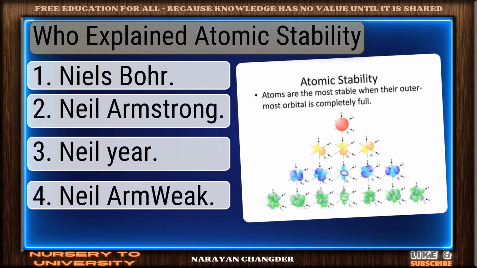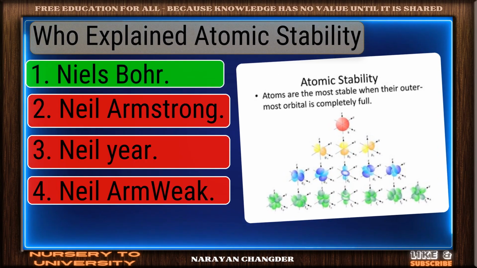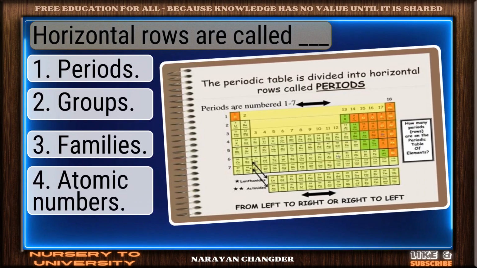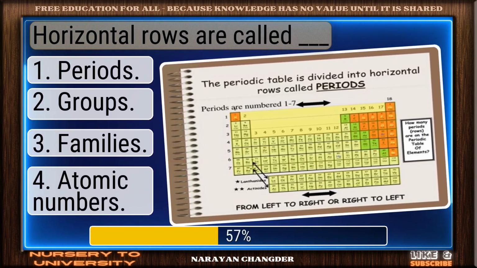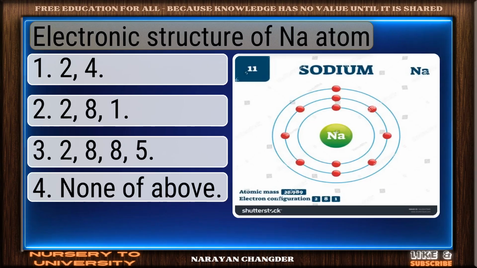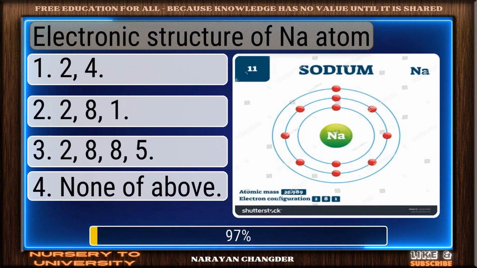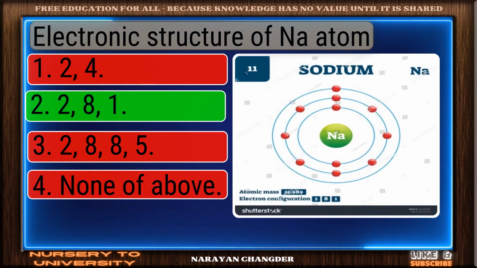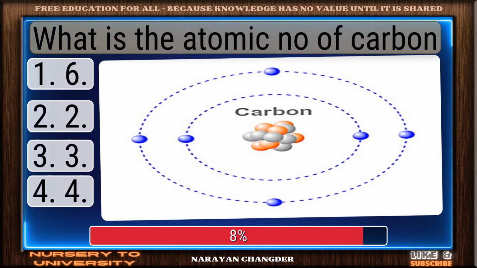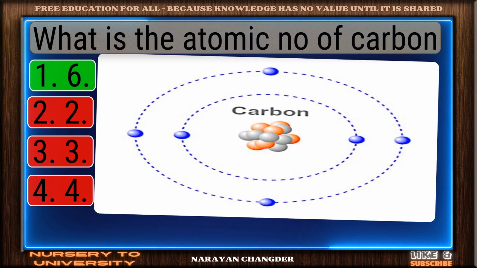Who explained atomic stability? Sharp thinking. Niels Bohr is the right choice. Horizontal rows are called dash. Great thinking. Periods is the right choice. Electronic structure of Na atom. On track. 2, 8, 1 is the correct answer. What is the atomic number of carbon? Perfect. 6 is the correct choice.